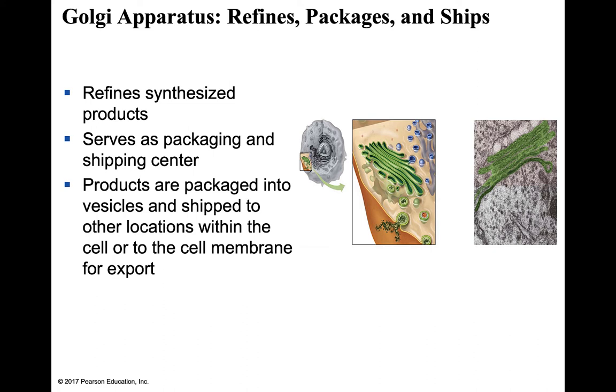So products are packaged into vesicles, and that's the cellular packaging system. They will put things into vesicles, and then those vesicles are shipped to other locations within the cell, or to the cell membrane, where those contents will leave the cell through a process known as exocytosis, which we will introduce in the second screencast.